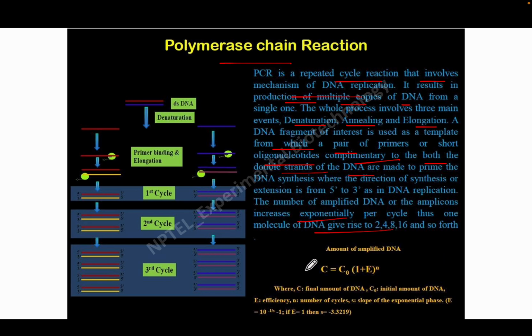So what is the formula? The amount of amplified DNA, C, equals C naught, where C naught is the initial amount of DNA, multiplied by (1 plus E) to the power n. E is the efficiency. Okay, n means the number of cycles.